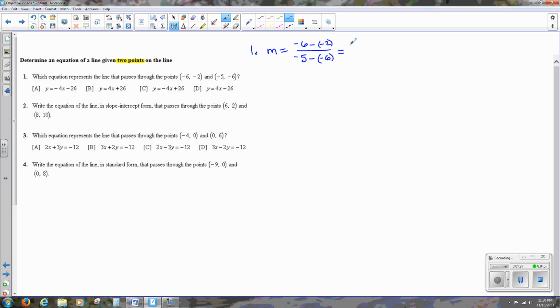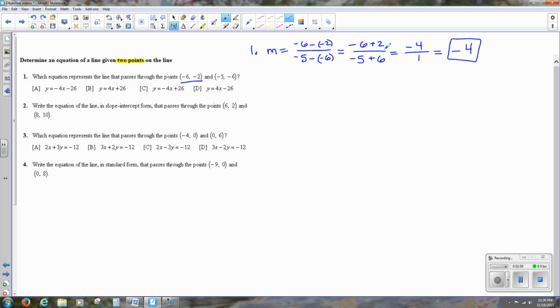-6 minus -2 is the same as -6 plus 2. And -5 minus -6 is -5 plus 6. 2 minus 6 is -4. And 6 minus 5 is 1, which gives me a slope of just -4. Okay, now that we have the slope, we can take one of these points, and honestly it doesn't matter which one, you'll still get the same answer.